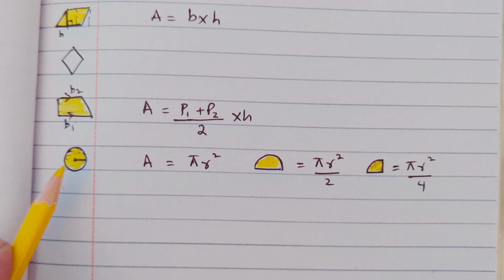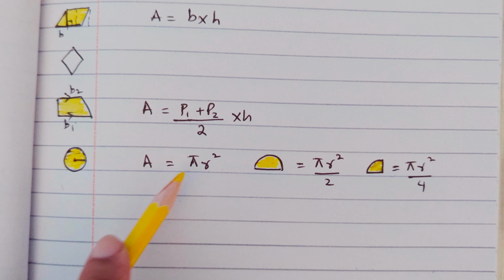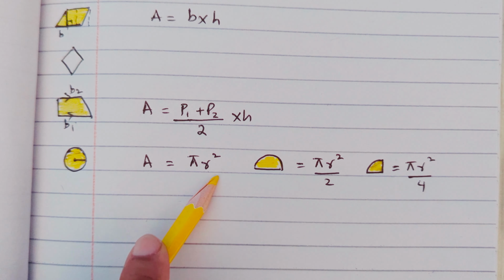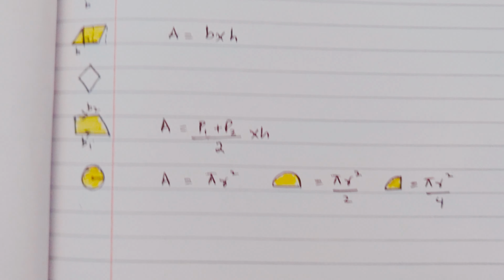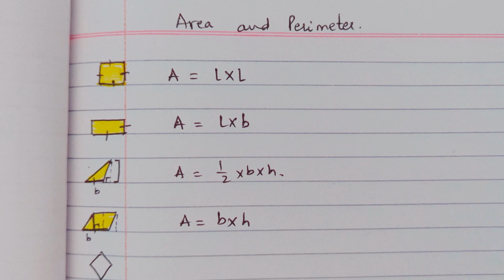Simple. Okay. For the whole circle, it's pi r square. For half of the circle, the area will be halved, so we divide it by 2. For quarter circle, the area will be one-fourth, that is, we will divide it by 4. Okay. Now comes the perimeter.